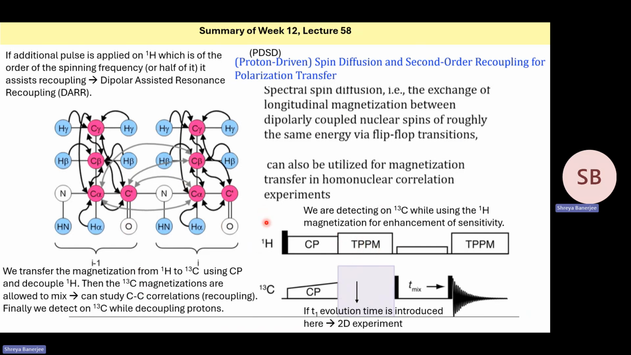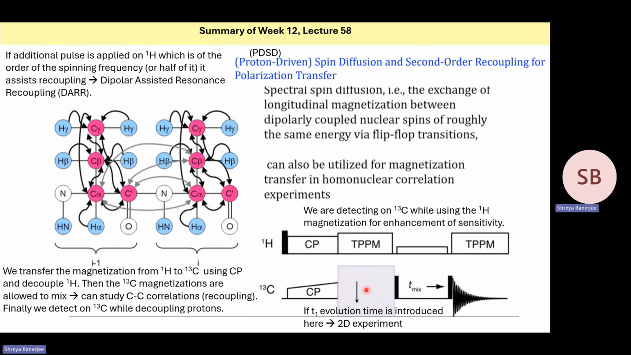During this recoupling, we can study carbon-carbon correlations. Imagine this is a peptide, with your i amino acid and i minus 1 amino acid. All the carbon-hydrogen heteronuclear dipolar correlations were completely removed by decoupling. But after this proton driven spin diffusion sequence is done, they are reintroduced. So these black lines that you see, hydrogen to carbon, then carbon to the next carbon, all come back when you reintroduce the recoupling.